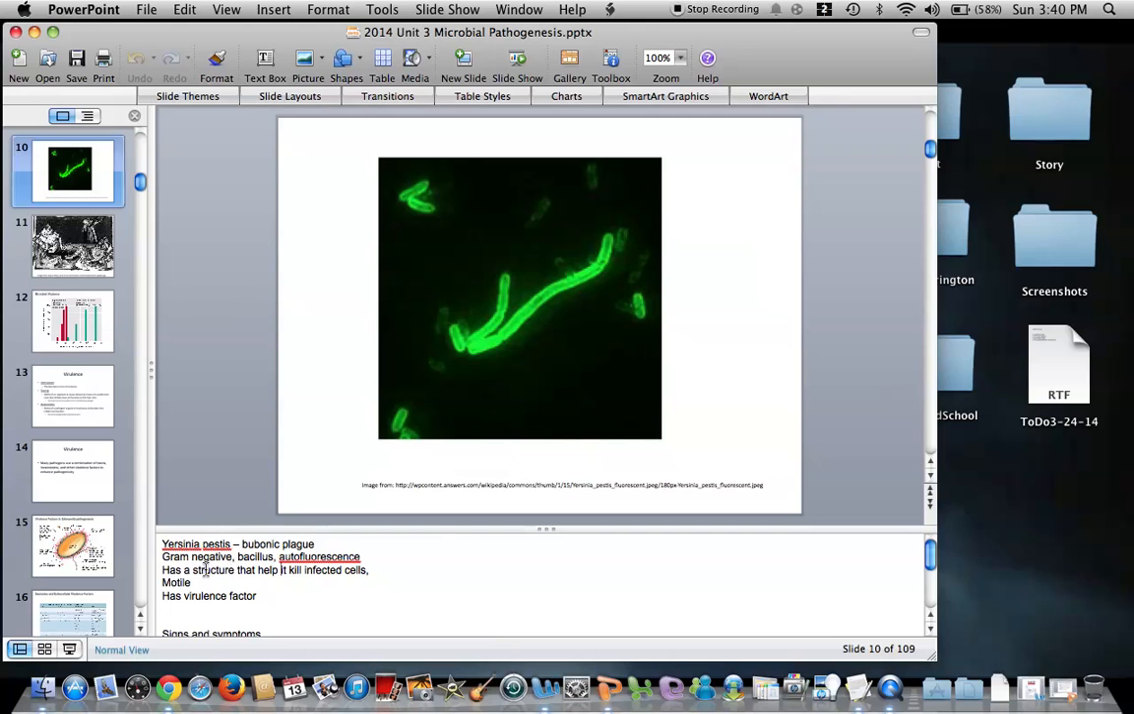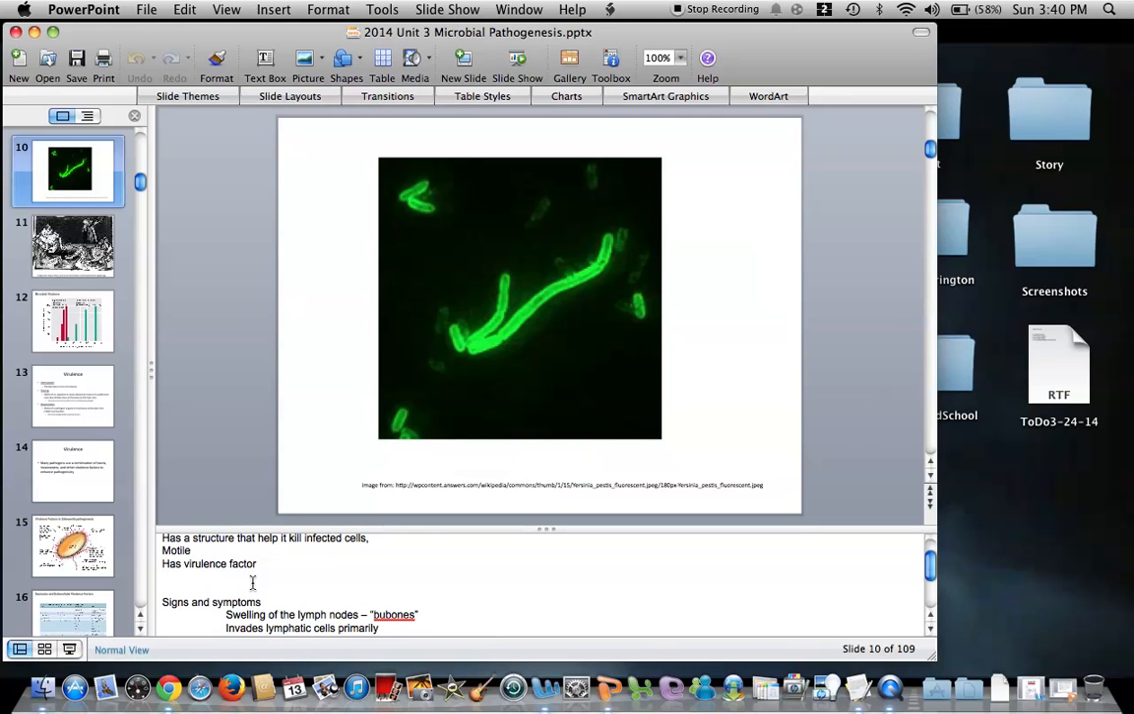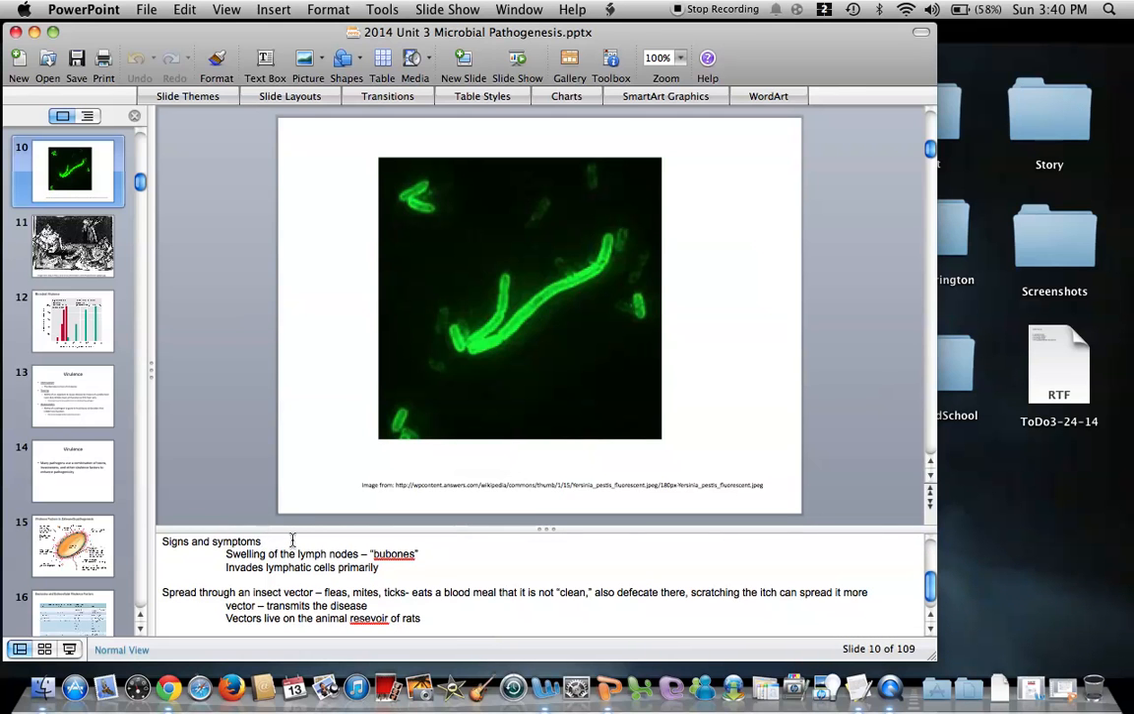It has a structure that helps it kill infected cells. It's also highly motile, and it has virulence factors, so this structure that helps it kill cells is probably its virulence factor. Signs and symptoms: swelling of the lymph nodes, bubos. So you essentially get a bunch of swellings around your whole body. Probably the red marks that were referred to, and these are lymphatic cells. So your lymph nodes get swollen because it's invading all of these lymphatic cells.